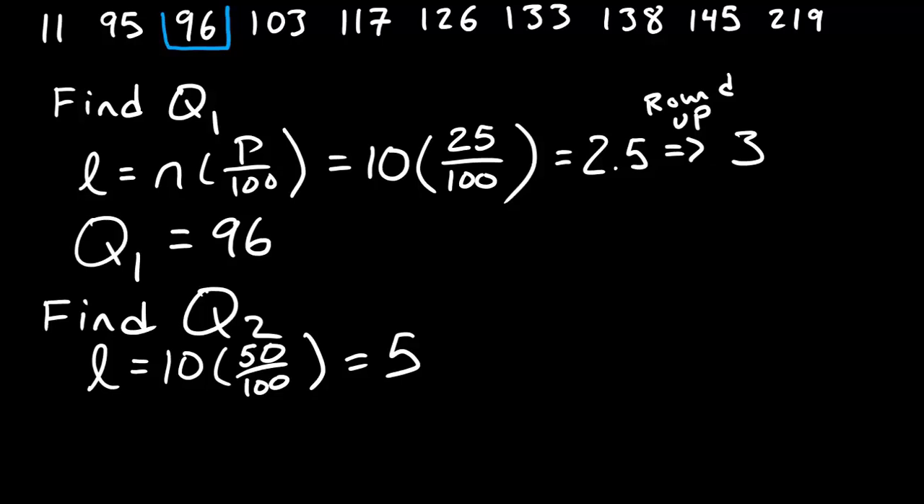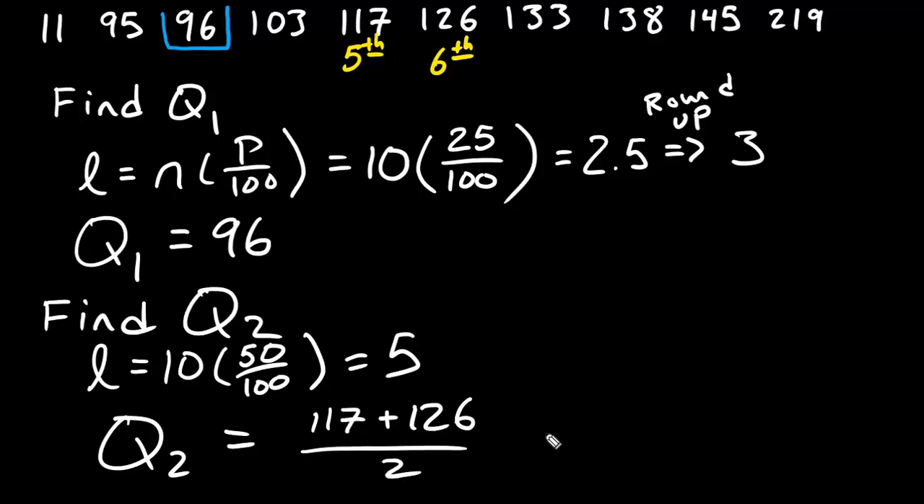So this is a whole number, so we're going to have to find the number in the 5th location, and we're going to average it with the value in the 6th location. Remember that when our location calculation is a whole number, we take the value in our ordered data set at that location, in this case 5th, and the next one, and average them together. So that's the average of the Lth and (L plus 1)th values. So Q2 equals 117 plus 126 over 2, and that is going to give us a Q2 of 121.5.